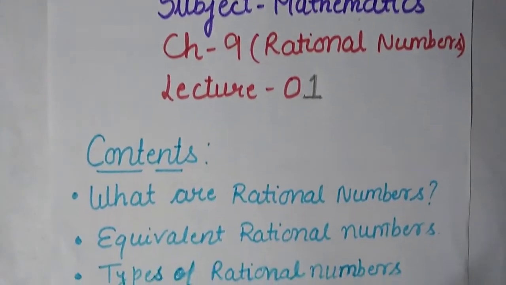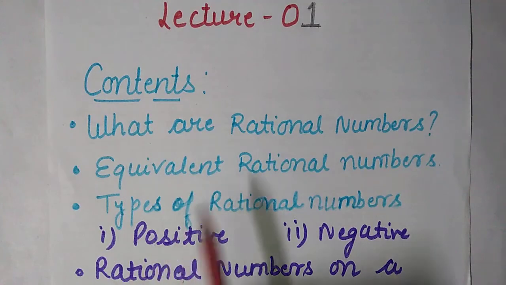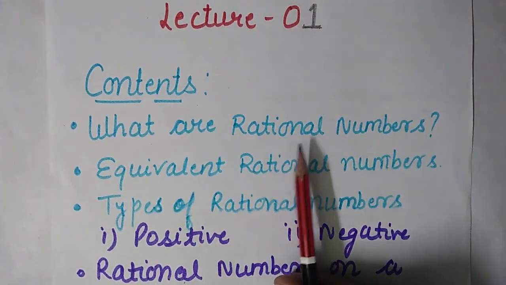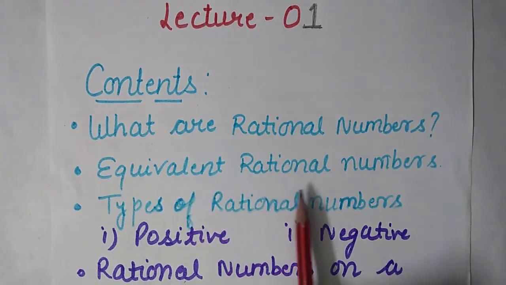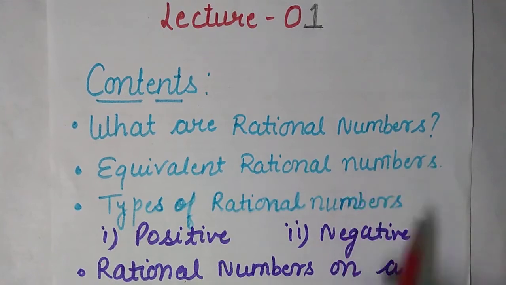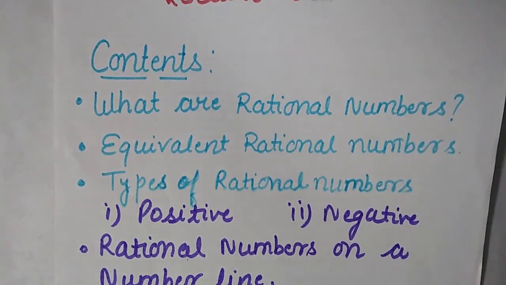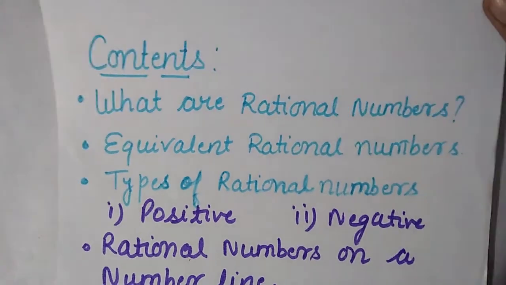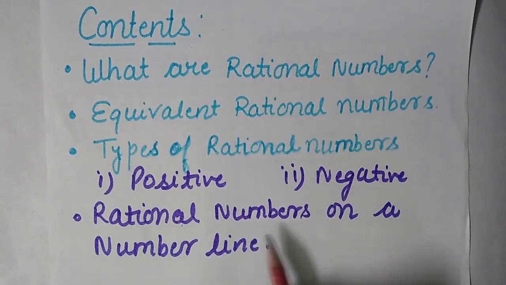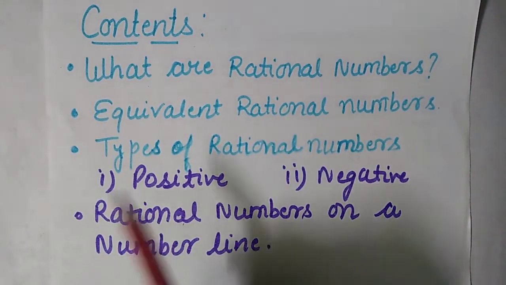In this lecture we are going to discuss the following topics: what are rational numbers? First, we will learn about rational numbers. Then, equivalent rational numbers. What are equivalent rational numbers? After that, we will discuss types of rational numbers, that are positive and negative rational numbers. After that, we will learn how to represent rational numbers on a number line. So today we are going to cover these topics.